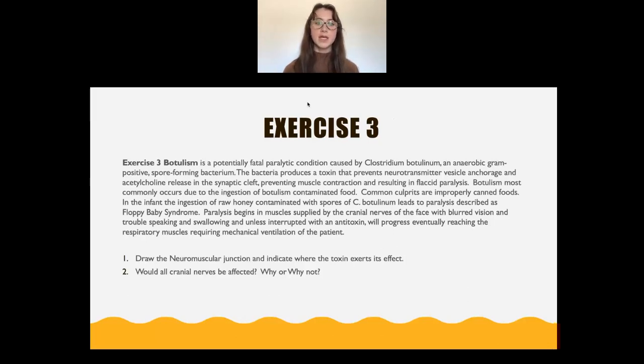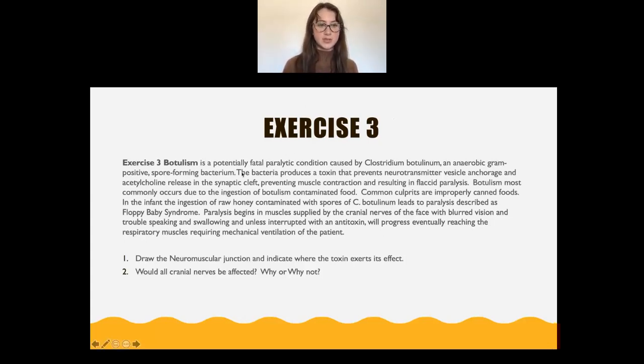How this paralysis begins is in the muscles supplied by cranial nerves of the face. So this causes blurred vision, trouble speaking, swallowing. And then unless you interrupt it with an antitoxin to get rid of this toxin, this will eventually progress to the respiratory muscles, making it difficult to breathe, impossible to breathe without mechanical ventilation of the patient.